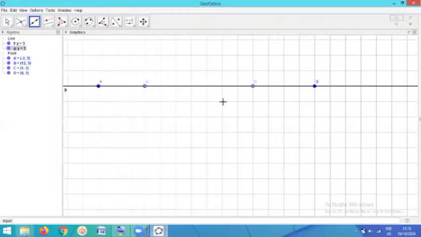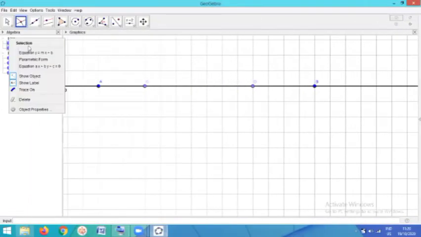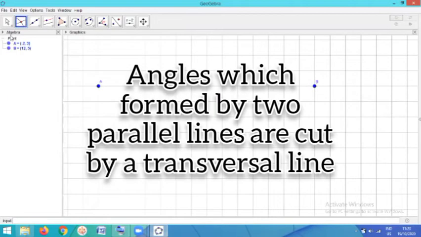Next, determine the intersection point on the two overlapping lines. Notice that the picture shows that we cannot determine exactly the intersection point on the two overlapping lines because the intersection points are infinite. So we conclude that two lines are overlapping if the two lines are one straight line, so that it only looks like one line and has infinite intersection points. The next, we will determine the relationship between angles which are formed by two parallel lines that are cut by a transversal line.